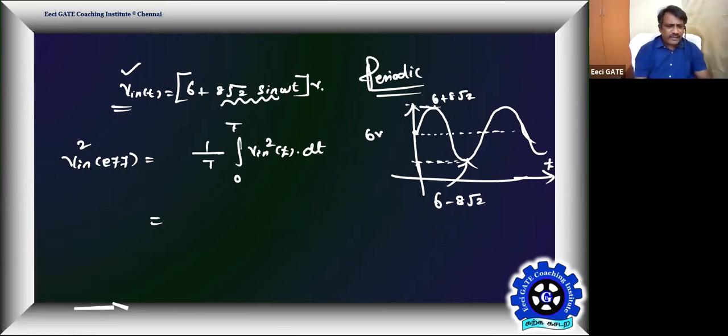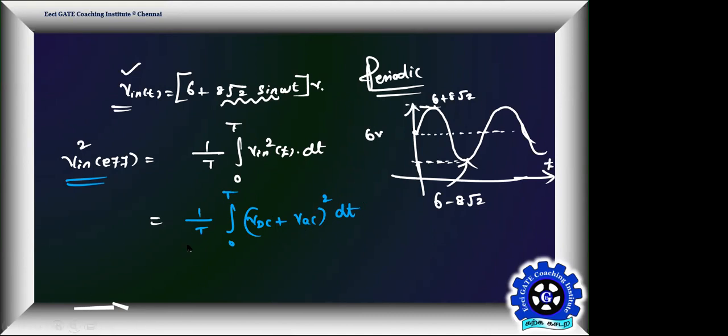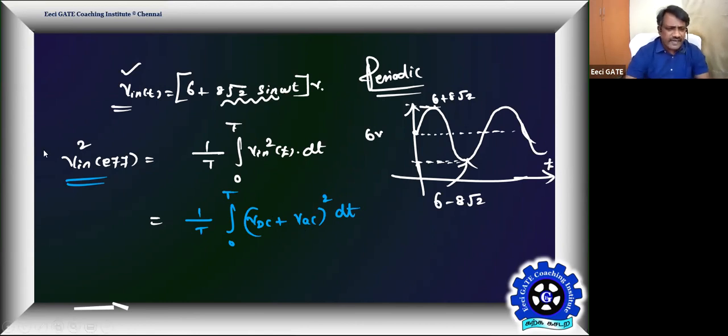Then as per the fundamental, let us go for V in square effective, then 1 by T integral 0 to T. Then V in square of t is going to be 6 plus 8 root 2. Let me take it formally as VDC plus VAC the whole square into dt. Agree everyone? All of you getting? Then what will be the resultant of this? A DC plus AC combination will lead to what V in effective? Okay. Then this is equal to 1 by T.